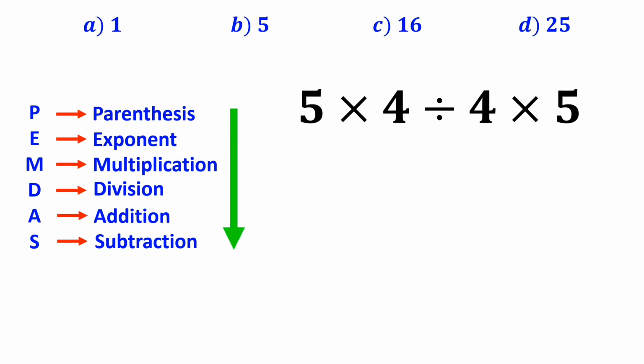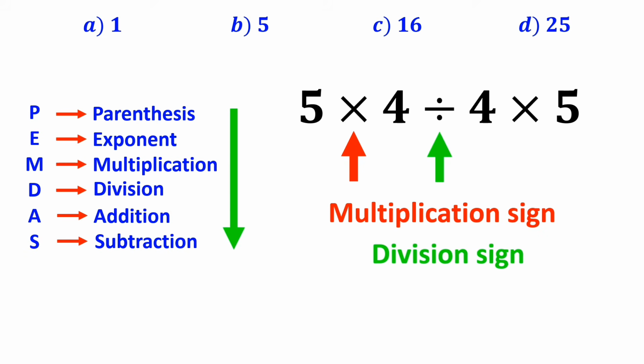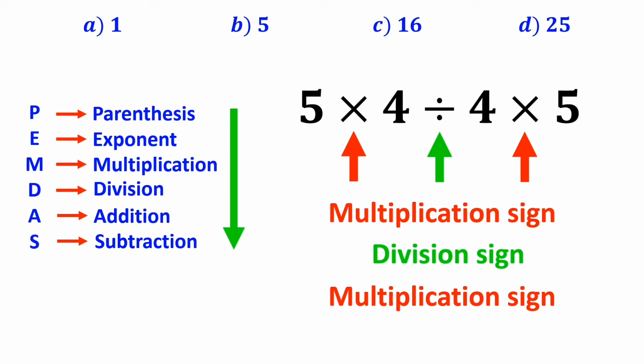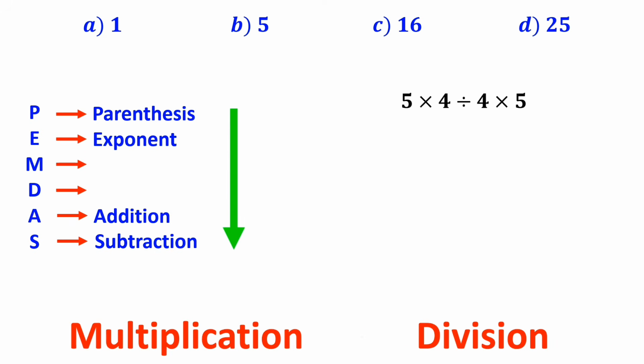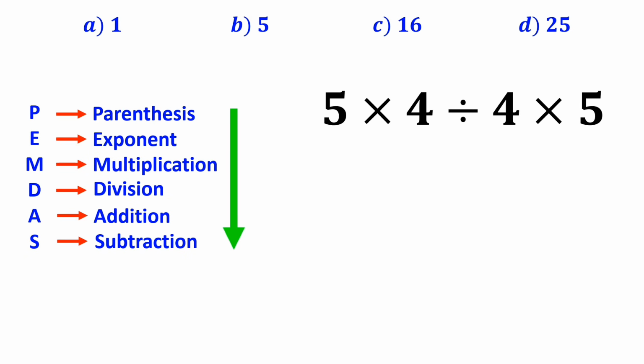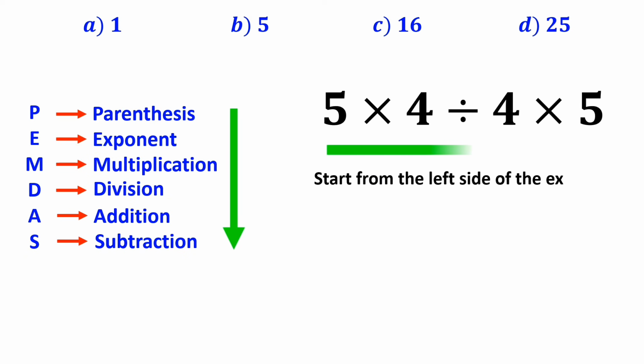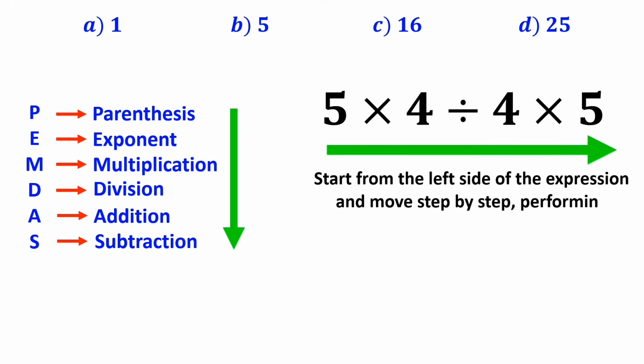Alright, as you can see in the image, we have a multiplication sign, then a division sign, and again another multiplication sign in this expression. It's really important to understand that in the PEMDAS rule, multiplication and division have the same level of priority. In this case, the best thing to do is to start from the left side of the expression and move step by step, performing multiplication and division in order.